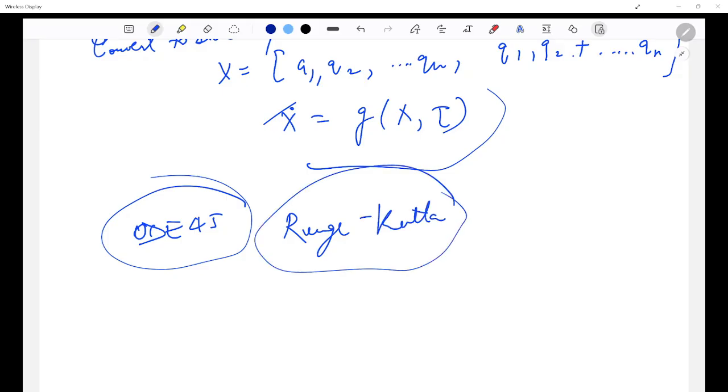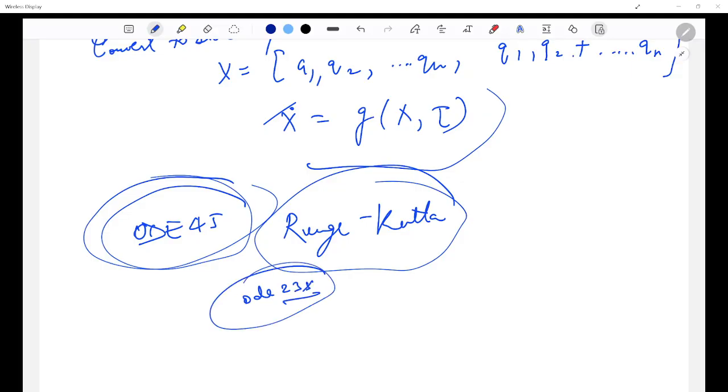If your equations are stiff, that means they have time constants separated by orders of 10 to the power 3 or so, then ODE45 does not work. You have to go for stiffer versions of these ODE solvers. I think it is ODE23s. Just confirm this. I think this was one of them. This helps in robot simulation and trajectory prediction, etc. So I hope this is clear.